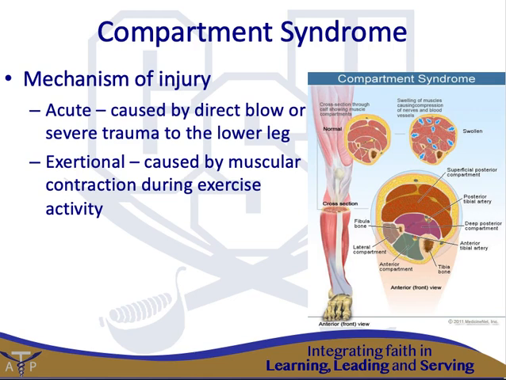We have 2 different types of compartment syndrome with slightly different mechanisms. Acute compartment syndrome is a very limb-threatening injury, and it is caused by a direct blow or severe trauma to the lower leg, such as a tibial fracture. They can also get hit or kicked in the leg, which can cause an acute compartment syndrome.